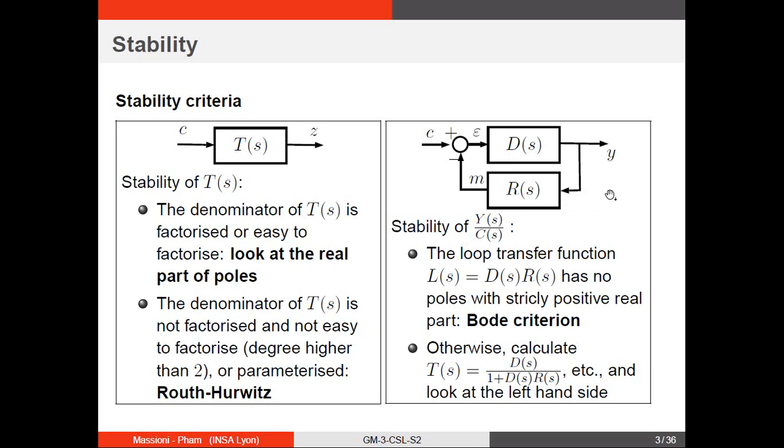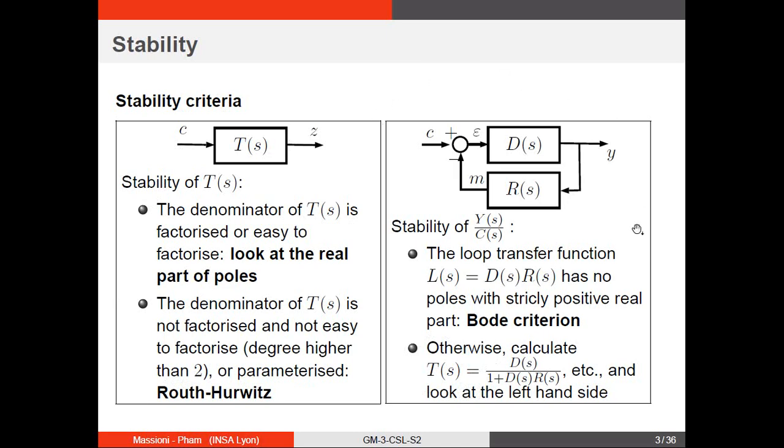If you cannot apply this Bode criterion because, for example, one of these functions has a pole with strictly positive real part, then the only solution you have is to compute the transfer function explicitly, for example, from c to y, this is the expression, then simplify this transfer function, and once you have it, just look at the poles in the left hand side.